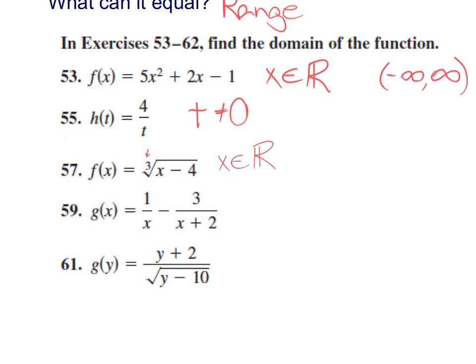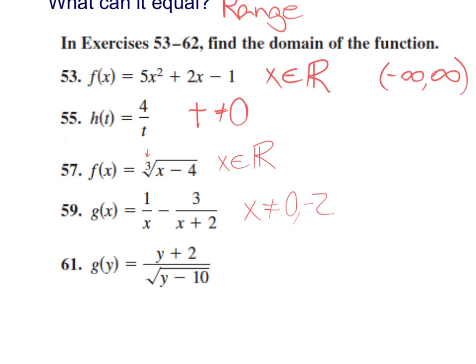All right, how about 59? We have 1 over x minus 3 over x plus 2. Rational? We have two rational functions that are being subtracted here. x cannot equal -2 and x cannot equal 0. What do you guys think about that? Yeah, that's right. You guys agree? Okay? Because if it equaled 0, then this first part of it would be undefined, and undefined minus something is undefined. If it equaled -2, the second half of this would be undefined, and -1/2 minus something that's undefined is undefined. Okay? So, good.